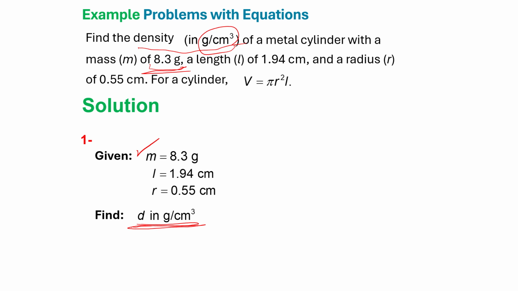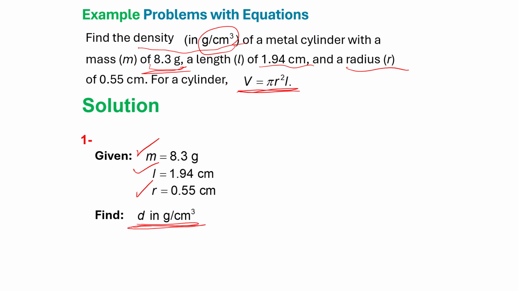And length of 1.94 centimeter, we list it here. And radius of 0.55 centimeter. So we list it here. As I told you in the class, when we have a regular shaped object like a cylinder, you can calculate the volume of the cylinder using a mathematical formula, okay? Because it's a regular shaped object, and this is the formula.